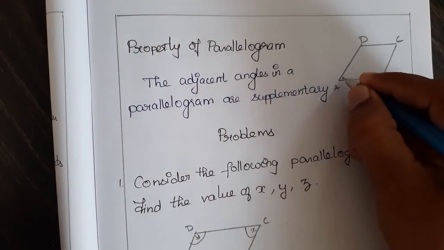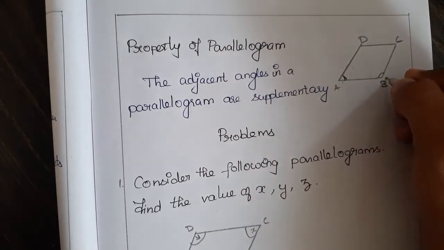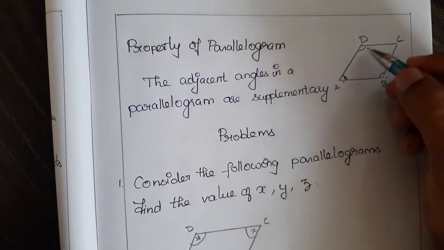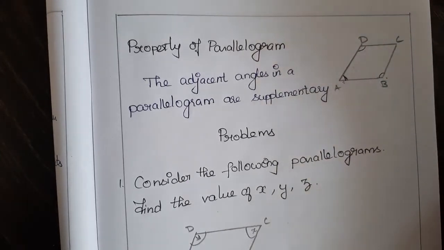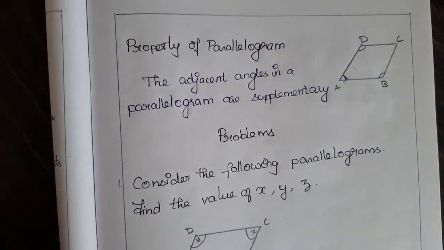If we choose an angle A, the adjacent angle to A is B. So if you add angle A and B, it should be 180 degrees. D is also adjacent, right? So if you add angle A and angle D, it will also be 180 degrees. Since angles B and D are opposite, the opposite angles are equal in a parallelogram, right?